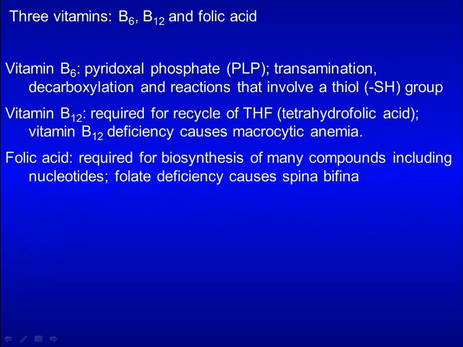The active form of vitamin B6 is PLP. It is required for transamination, decarboxylation, and reactions that involve a thiol group. Vitamin B12 is required for recycling of tetrahydrofolic acid. Vitamin B12 deficiency causes macrocytic anemia. Folic acid is required for biosynthesis of many compounds, including nucleotides. Folic acid deficiency causes spina bifida.